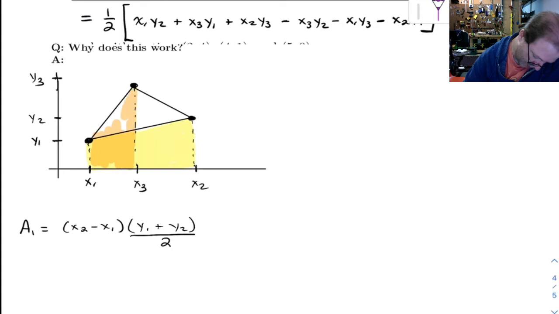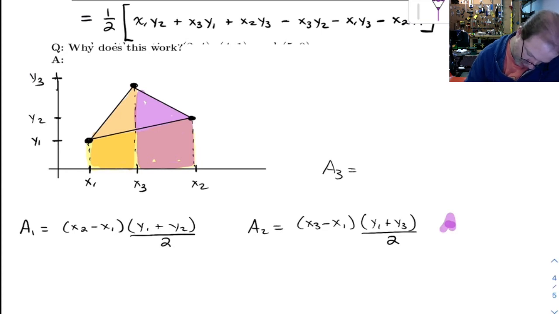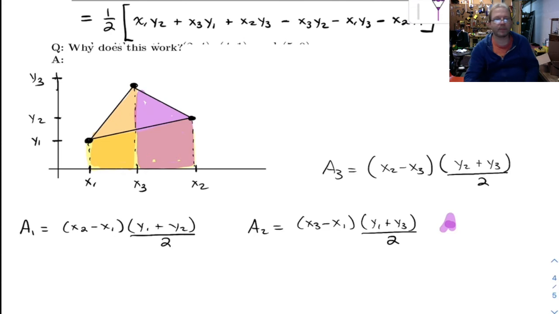Okay, now let's do this orange one. I'm going to call that A2. A2 is going to be the width, which in this case is x3 minus x1, times the average height, which is y1 plus y3 over 2. And then the third one is going to be this trapezoid here. A3, let me change back to a pen. A3, its width is x2 minus x3, and its average height is y2 plus y3 over 2.